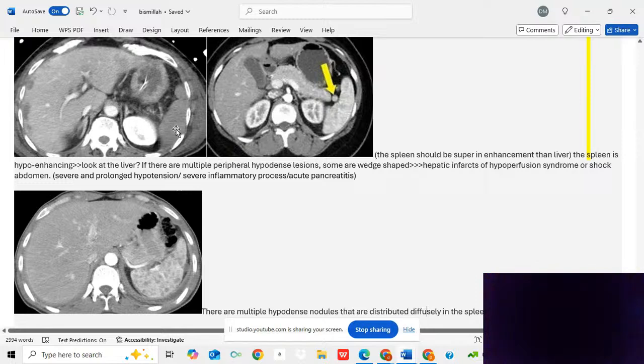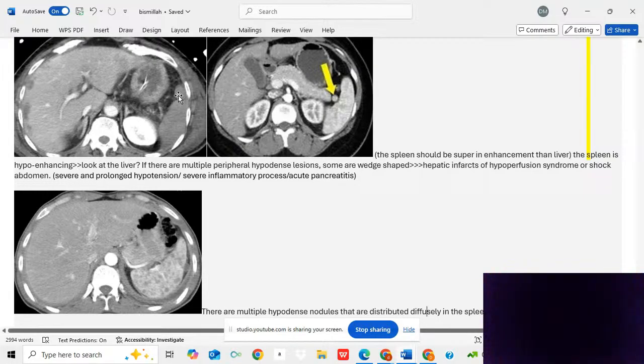Okay, so what to do? What is the reason of the hypo enhancing spleen? Look at the liver. The liver is an indicator of splenic diseases. Okay, I've looked at the liver and there are multiple peripheral hypodensities, multiple peripheral lesions. Some are wedge shaped. This is most likely hepatic infarcts.